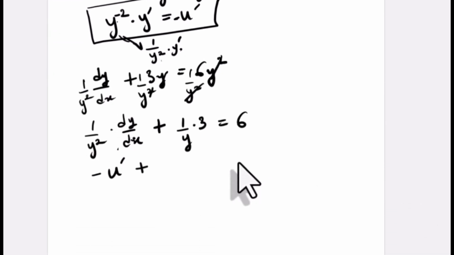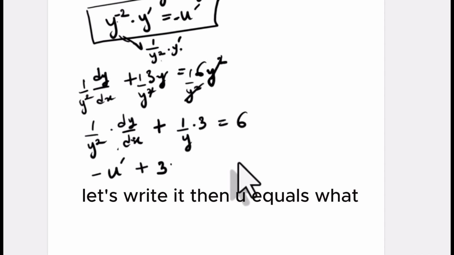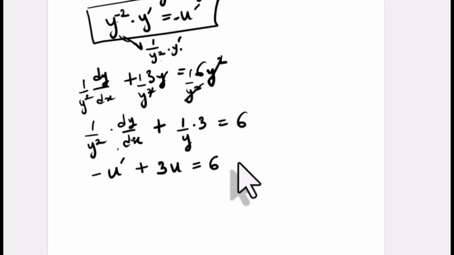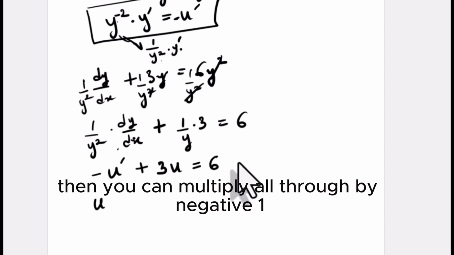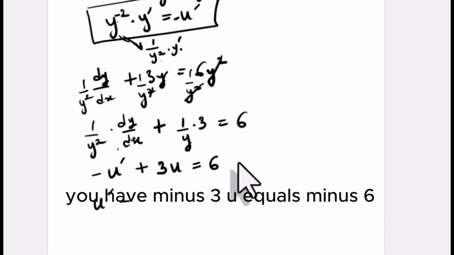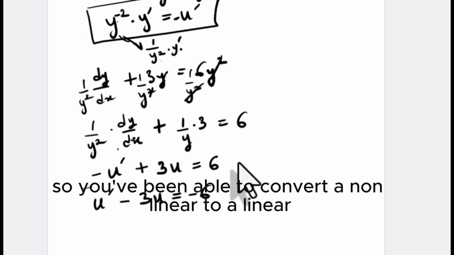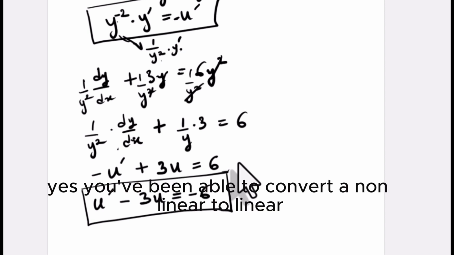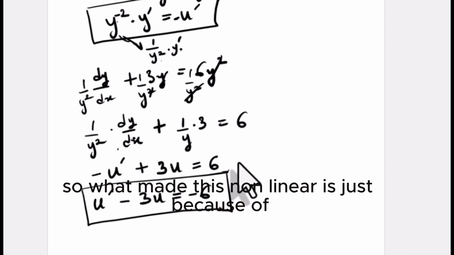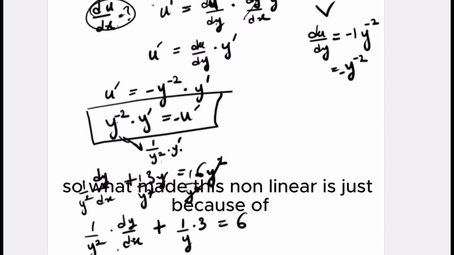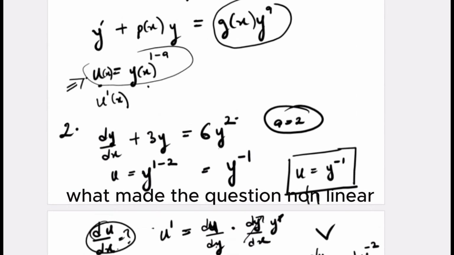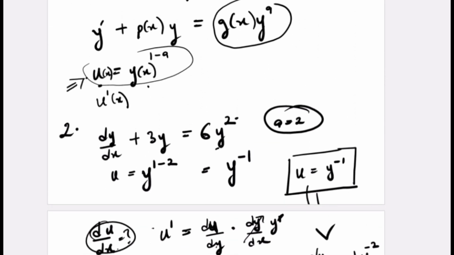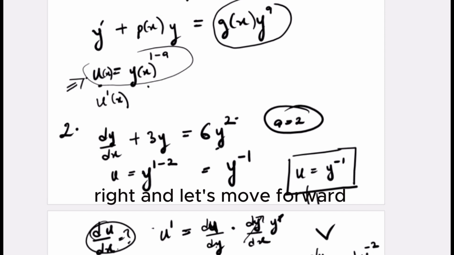Therefore, you have u. Let's write it. Then u equals what? 6. Then you can multiply it through by negative 1. You have minus 3u equals minus 6. So you've been able to convert a non-linear to a linear. Yes, you've been able to convert a non-linear to linear. So what made the equation non-linear? Just because of this y square, right? And let's move forward.